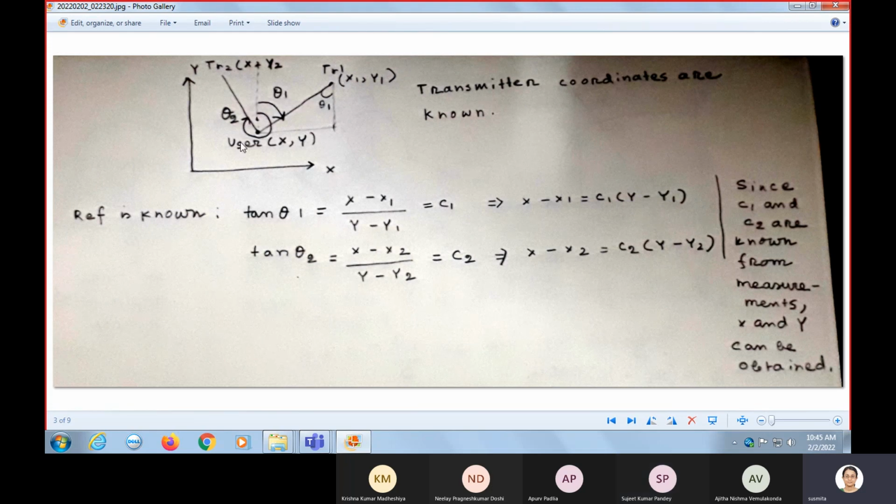Okay. Next, we are going to find x and y coordinates given bearing measurements. First one is simple, the reference is known, so it is taken as parallel to y. And then using the bearing measurements, we can write down the equations. Tan theta 1 is given by this, tan theta 2 is given by this. Since we are making measurements of theta 1 and theta 2, assume that they are constant. And then from this equation, by rearranging the terms, we get this. So this is easy to solve. We can easily solve for x and y.